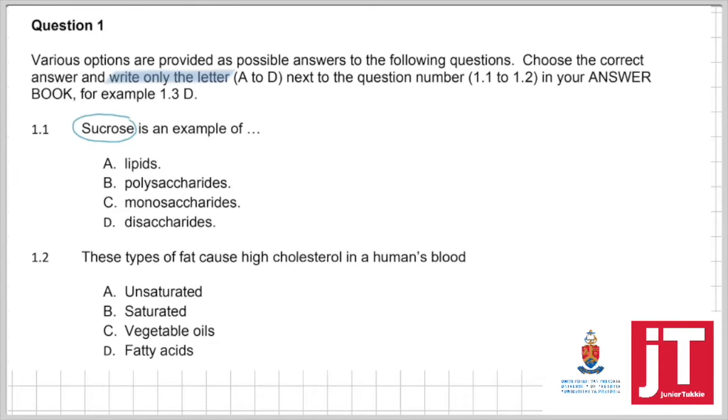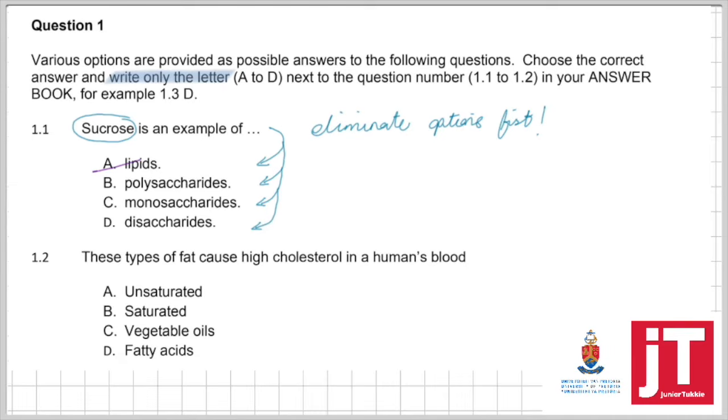So it asks us here, sucrose is an example of, now we get our four options here: lipids, polysaccharides, monosaccharides, and disaccharides. I always tell my students, look at which options you can eliminate first. Okay, so looking at sucrose, what do we know about sucrose? Is it our simple sugar or is it a little bit more complex? So by eliminating the fact that we know sugar is definitely not a fat or a lipid, we can eliminate option A. Now we're looking at polysaccharides, monosaccharides, and disaccharides, all three of which are examples of sugars.